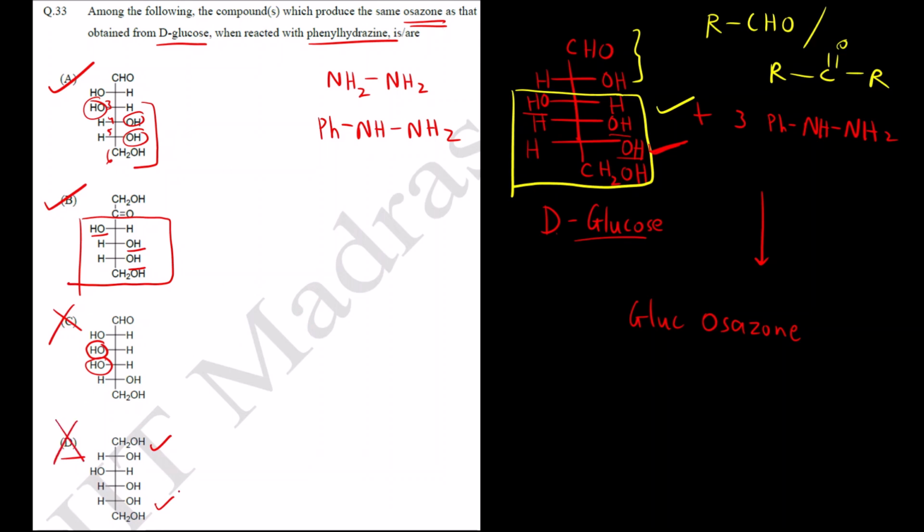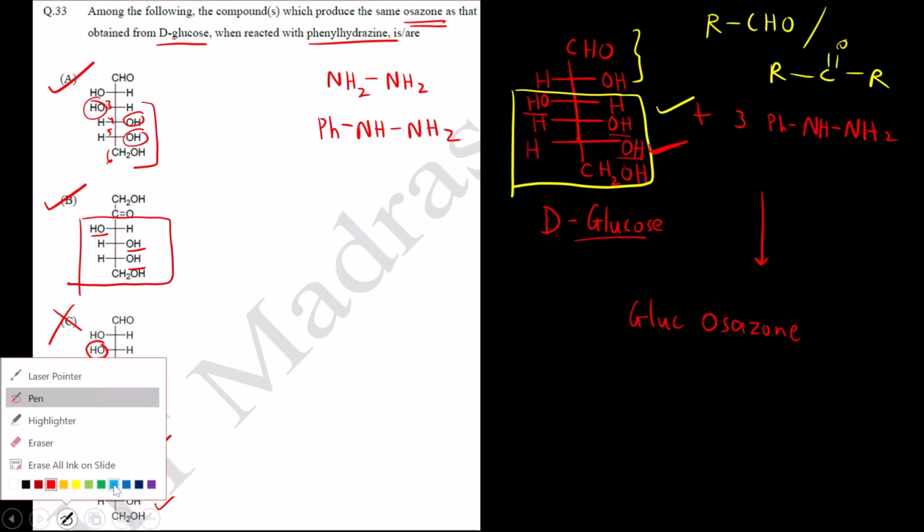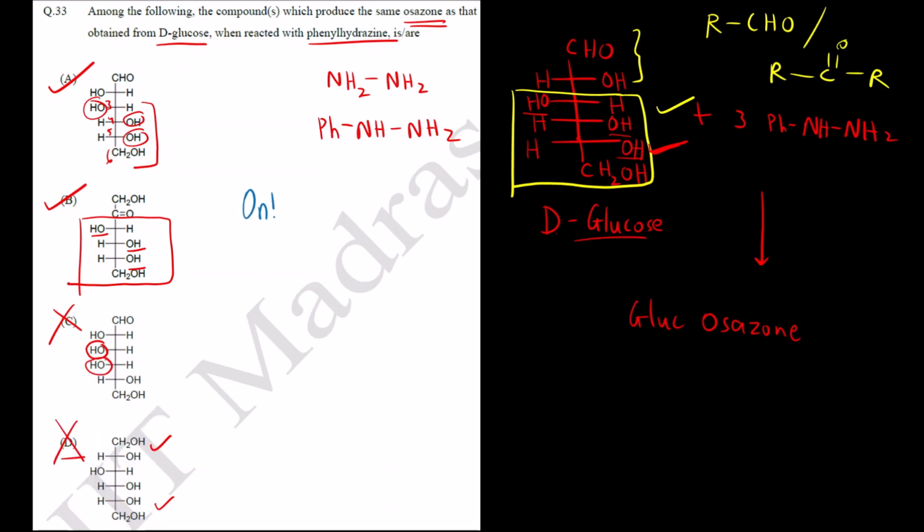Okay, so the important thing that you have to remember is only carbon number 1 and carbon 2 react with phenylhydrazine. That is the important concept that you have to remember. Okay, the rest of the molecule will remain the same to form the Osazone.